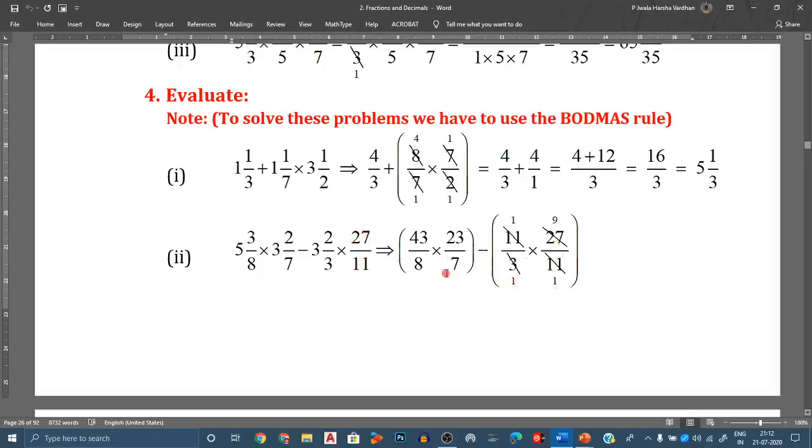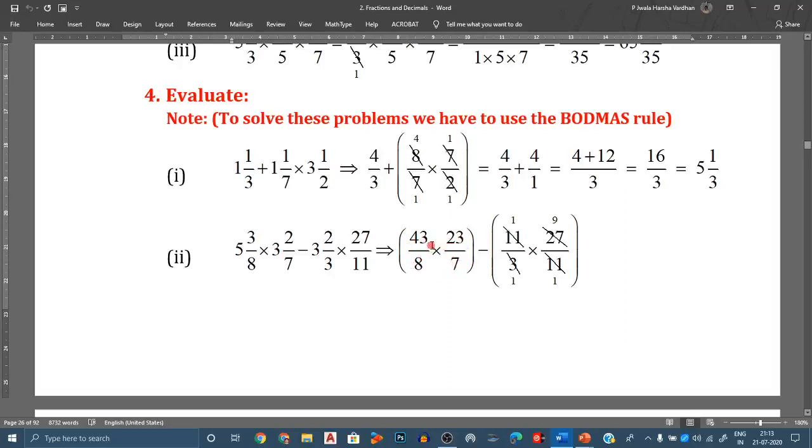Now I am grouping both multiplications here, because as per the BODMAS rule, first you have to do the multiplications. I am taking 43 by 8 into 23 by 7 minus 11 by 3 into 27 by 11. Now you can cancel 11 and 11, 11 ones are 11, 11 ones are 11, and divide 27 by 3: 3 ones are 3, 3 nines are 27. You cannot cancel any number in this bracket because there is no common factor for any number here.